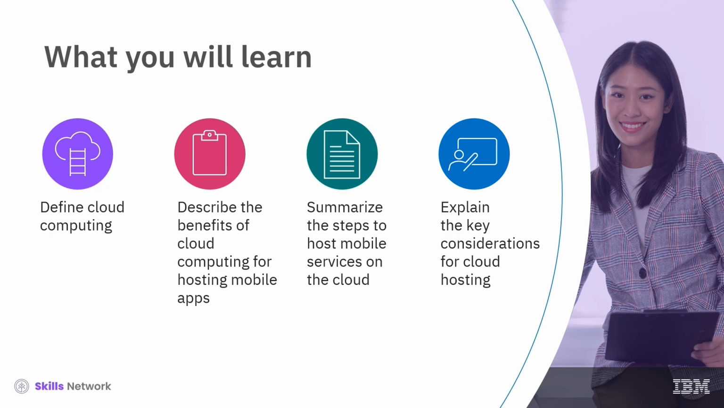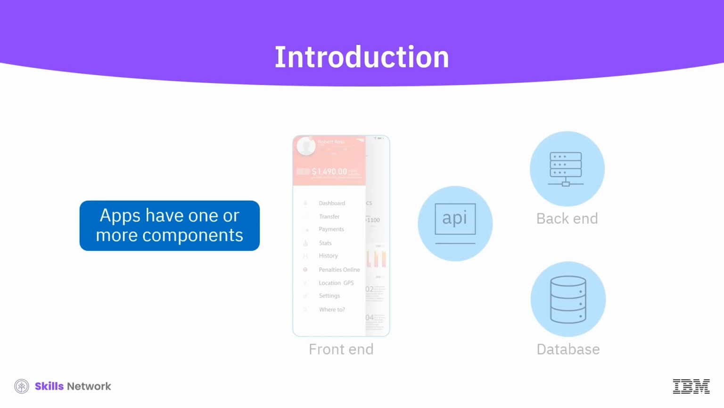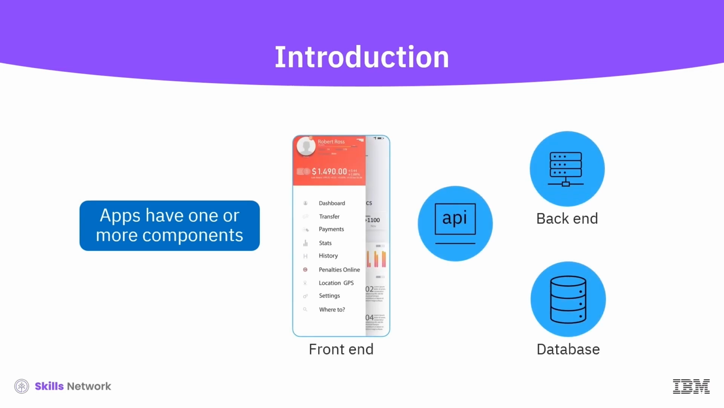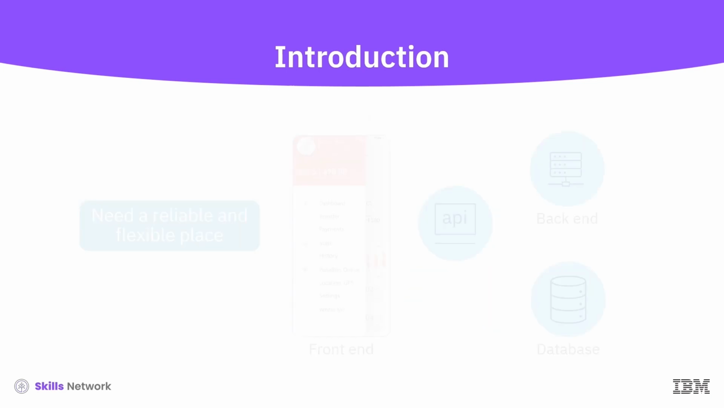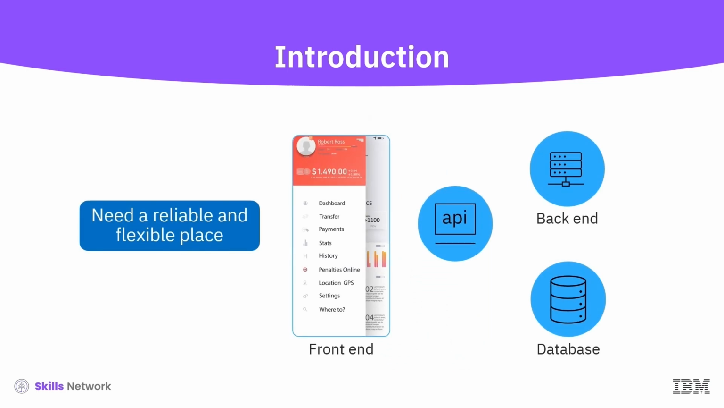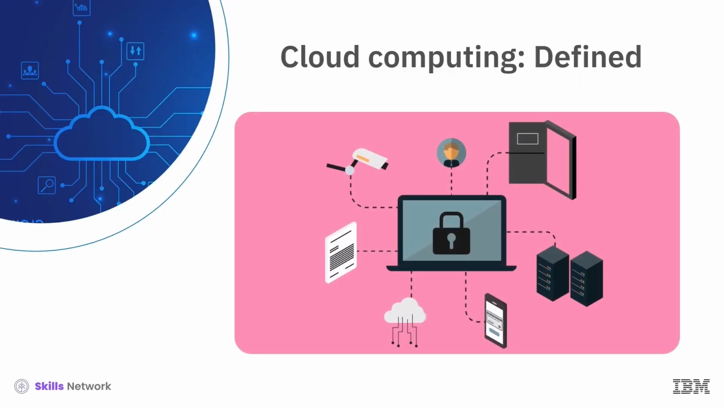on the cloud. Every mobile app will have one or more components, including the front end, back end, databases, and application programming interfaces, APIs. Some apps might host all components locally. However, most apps will need a reliable and flexible place to host and run. Cloud computing can help with reliable and flexible places to host and run apps. But what is cloud computing?